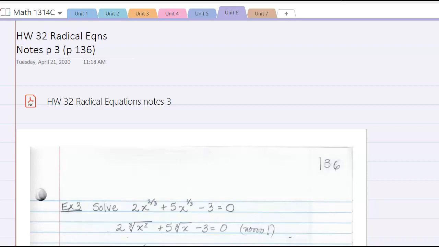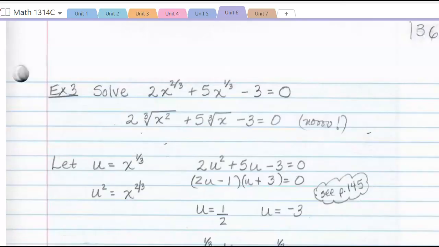This video will cover the third page of notes on the topic of radical equations. Let's go to example number 3, where our job is to solve 2 times x to the 2/3 plus 5 times x to the 1/3 minus 3 is equal to 0.